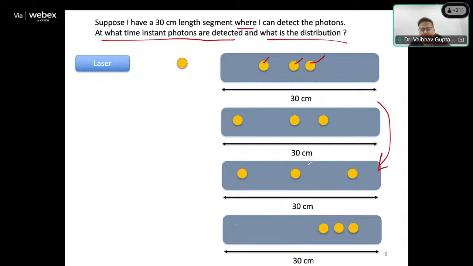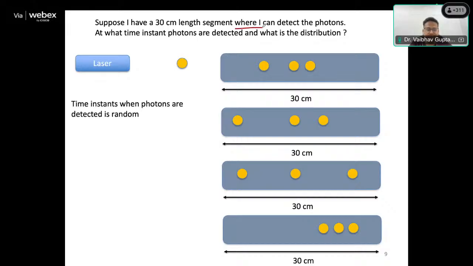Usually we don't really know. The location can be anything. They can be equidistant, or all three can be at this point, or all three can be at the beginning. So then how are we going to know where these photons are? This is the very first time we are encountering in this lecture that the time instance when photons are detected is random. So we don't really know when we are going to detect the photons.